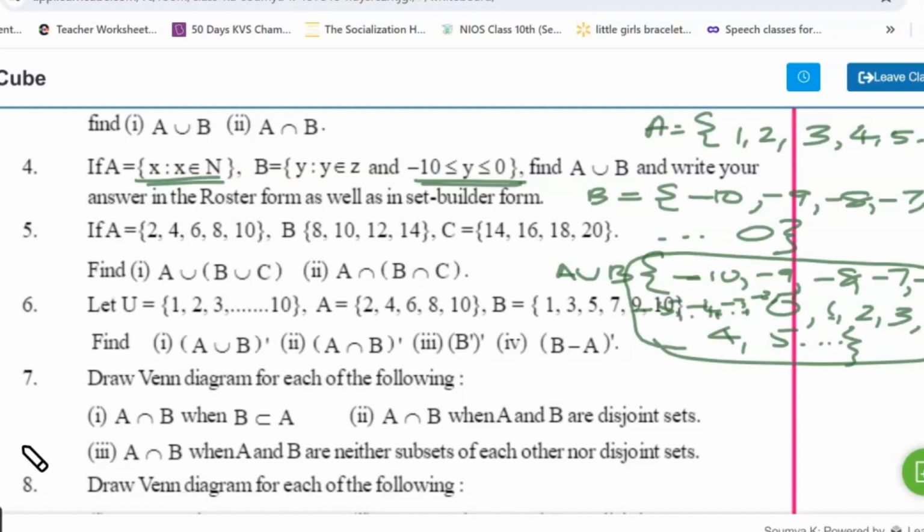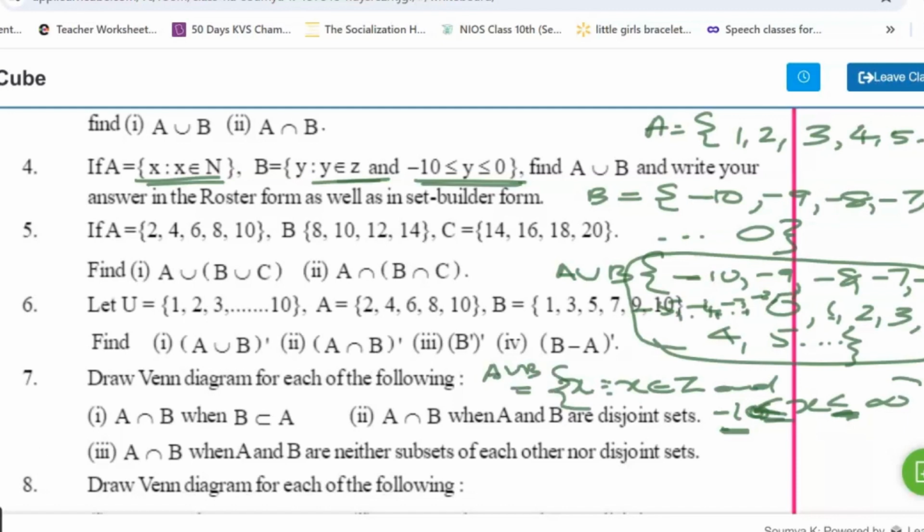And if you write in set builder form, you can write it like this: X, where X are the elements, X belongs to integers, and this is the condition where X lies between infinity and -10. That is A union B. Okay, so this is the solution in the set builder form.